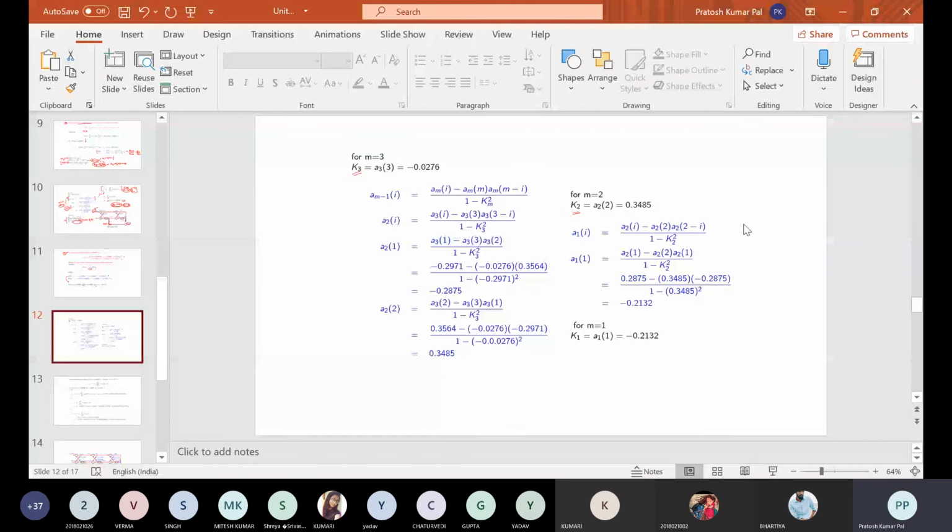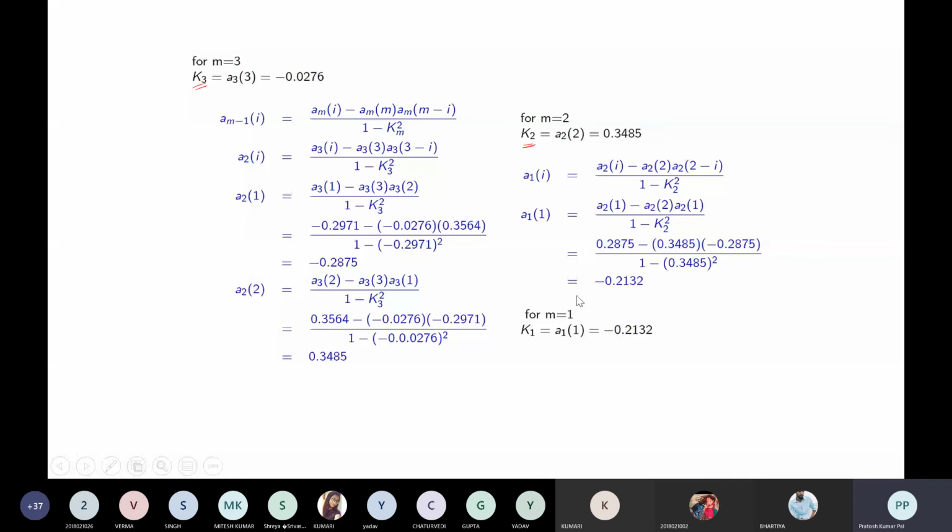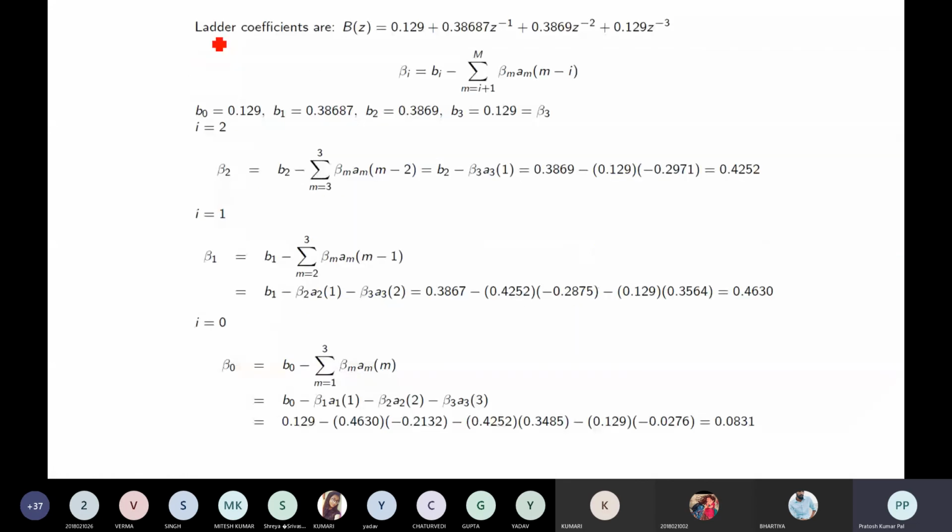Okay, so in this question we can find k2, k3 and k1. These values we can find, we have already seen different questions. Similarly, to find the ladder coefficients, we need to consider the numerator polynomial, that is this one. From there, the m value is given as the highest power of z, equal to 3. Okay, so 3 is there, and the formula for finding the coefficients of the numerator polynomial is this one.